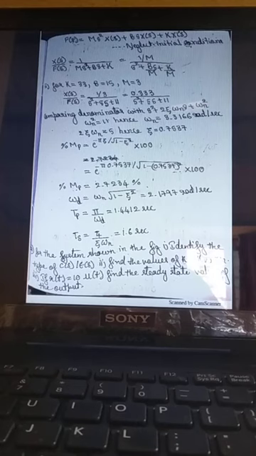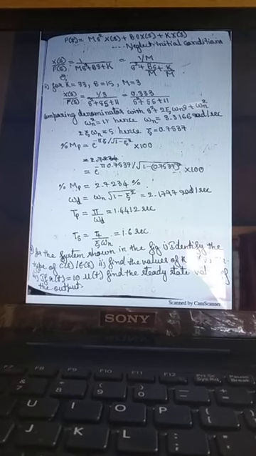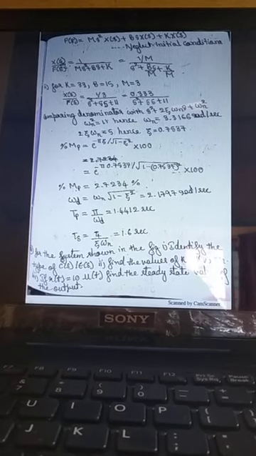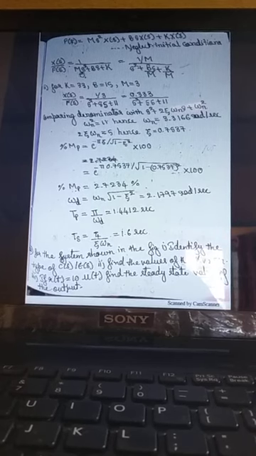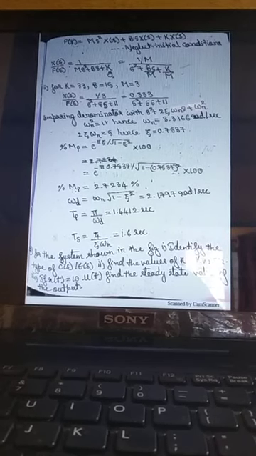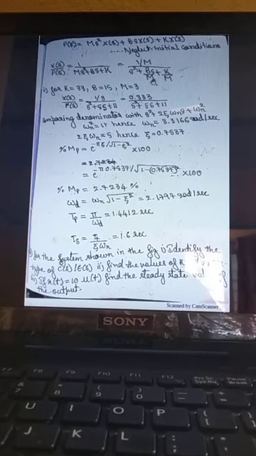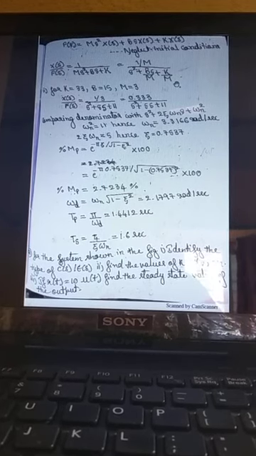If you take x of s common, we want x of s divided by f of s, that is output divided by input, which is 1 divided by ms square plus bs plus k. That is equal to 1 divided by m divided by s square plus bs divided by m plus k divided by m. We will convert into standard form. This is the transfer function. Next, we need to find zeta, omega n, peak overshoot, settling time, and peak time.